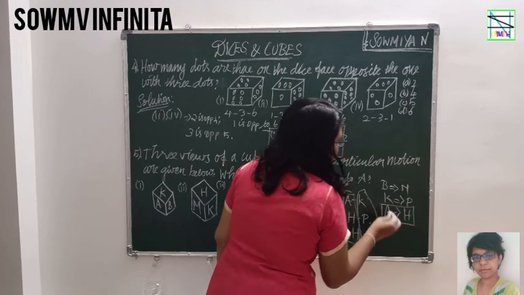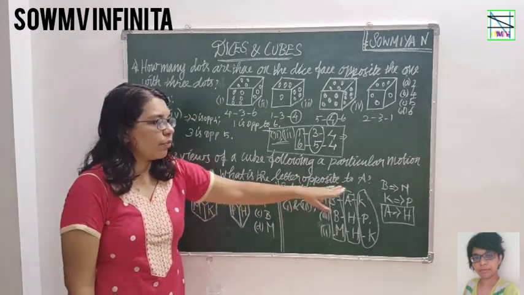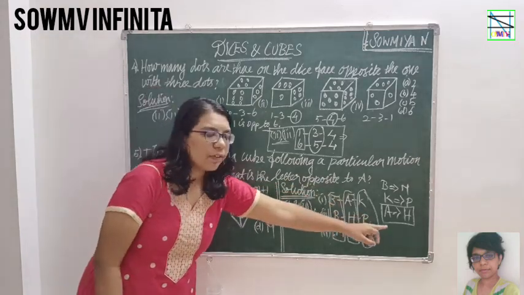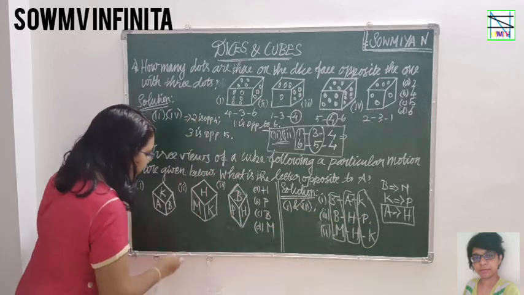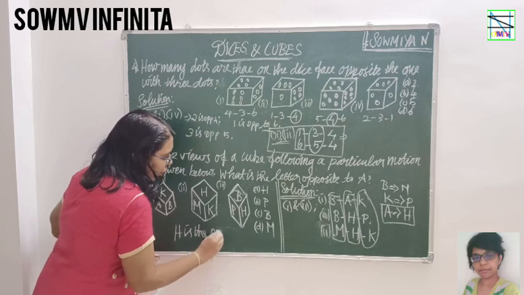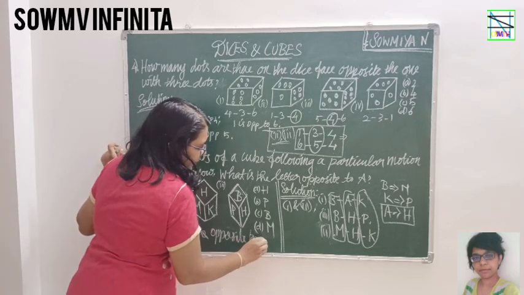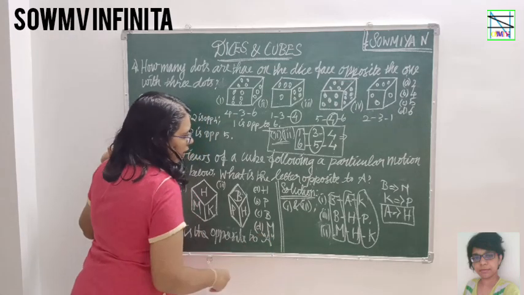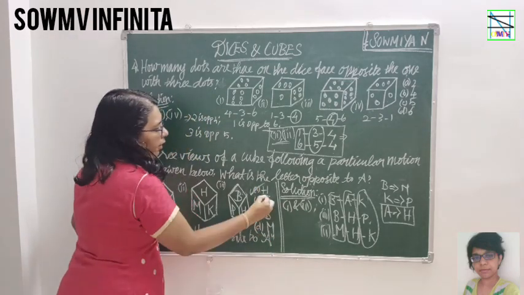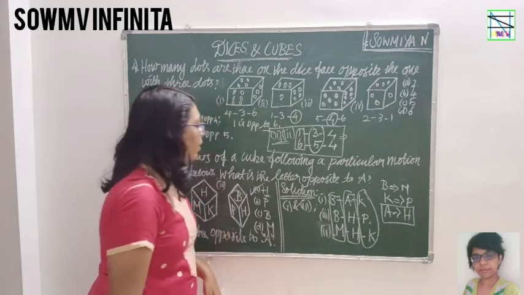From the question, what is the letter opposite to A? H is opposite to A. That means H is the answer. Okay, that's it. So you can try these problems.